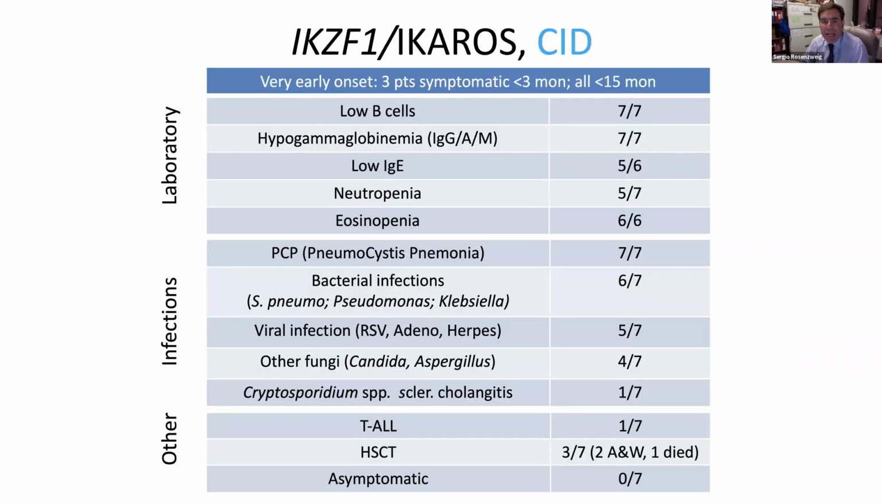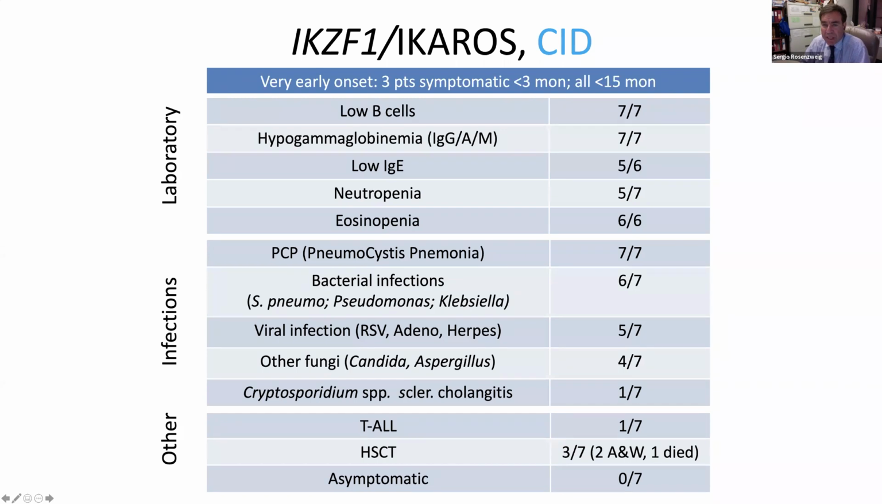So in terms of the clinical manifestations, this disease is not like a CVID. These patients are sick from the get-go. Among the 7 patients that we described, 3 of them were symptomatic before the age of 3 months, and all of them were symptomatic by the age of 15 months.